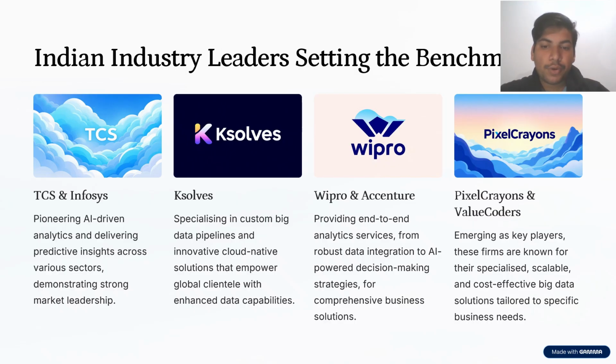Now, the third is Wipro and Accenture. Wipro and Accenture are different companies, but they work with a similar approach, providing end-to-end analytics services from robust data intelligence to AI-powered decision-making strategies for comprehensive business solutions. Now, the fourth is Pixel Crayons and Value Coders. Value Coders is a very big industry player. Now, the benchmark is related to these emerging key players, their specialized scalability and cost, etc. Now, move to the next slide.